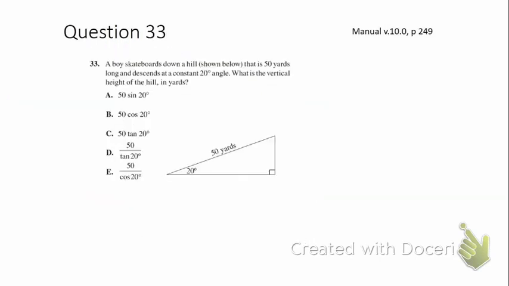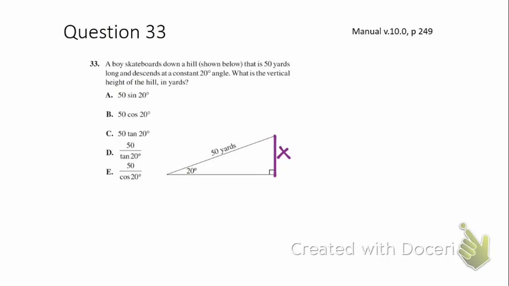Okay. And then the last problem here. A boy skateboards down a hill, shown below, that's 50 yards long, and descends at a constant 20-degree angle. What is the vertical height of the hill in yards? So first I'm going to label what I'm looking for, the vertical height here. This one's a little different because I have to set up an equation to solve for x.